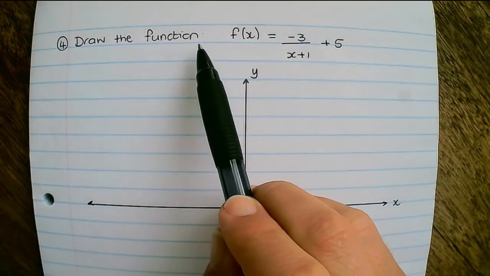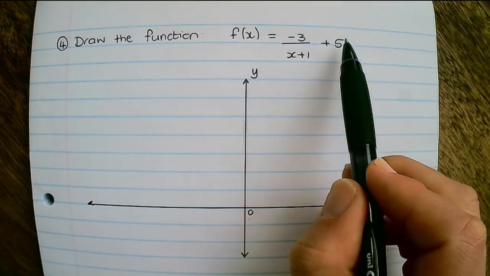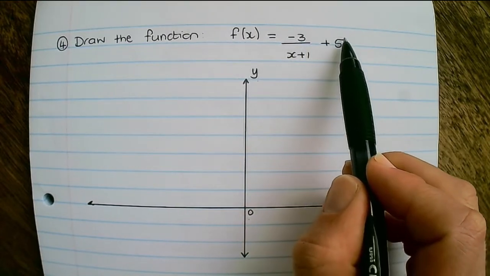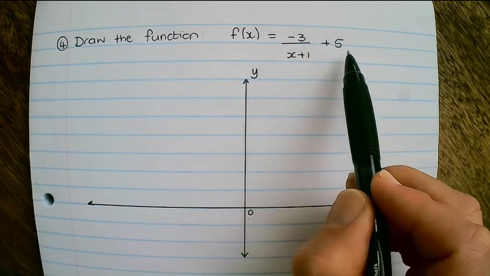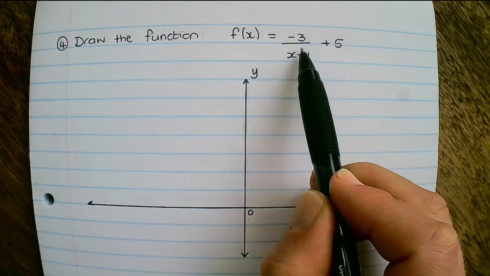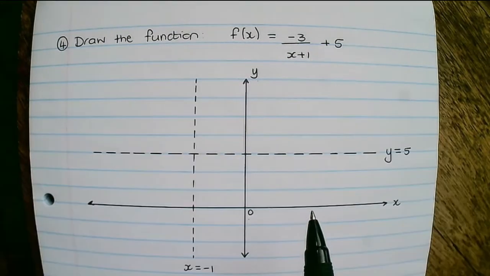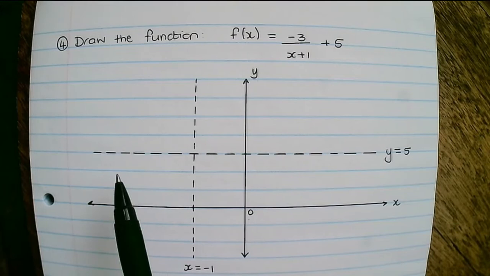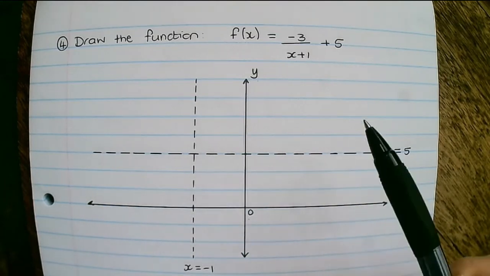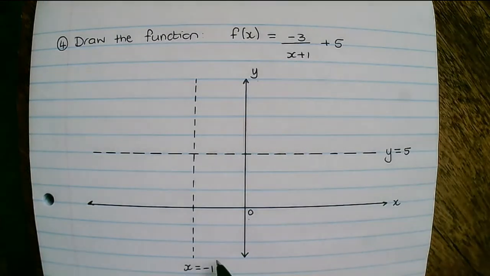Then to draw the hyperbolic function, the first thing that I would draw in is the asymptotes. So we know that the horizontal asymptote is y equals 5, and the vertical asymptote is x equals -1. Notice that when I draw in the asymptotes, I indicate the equations of the asymptotes on my graph.